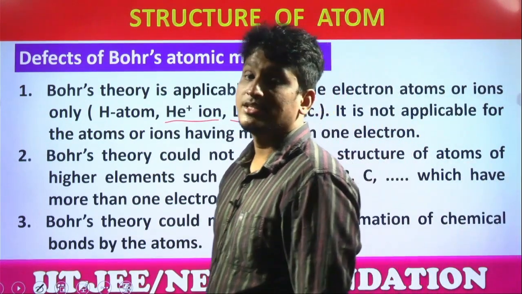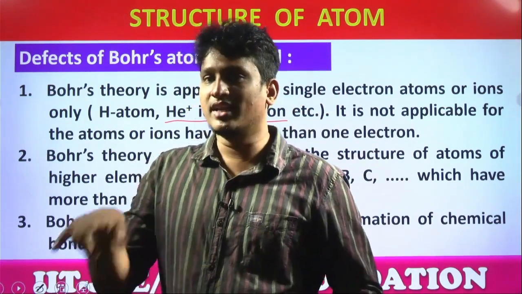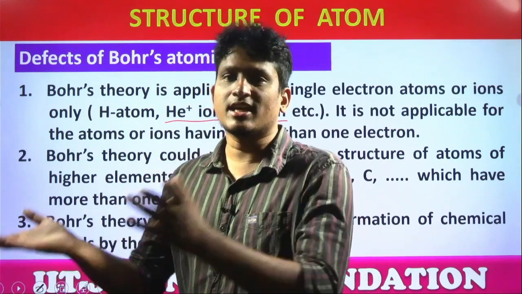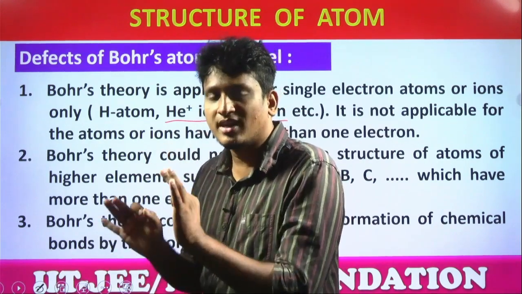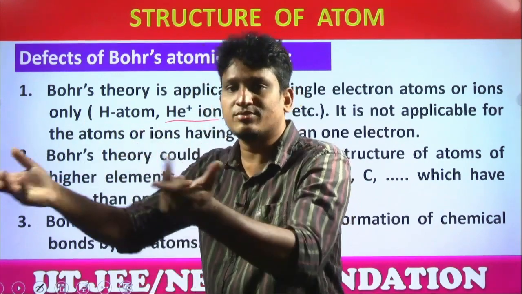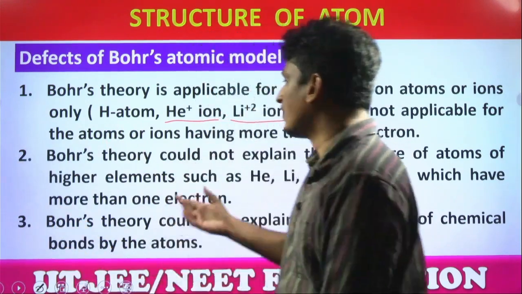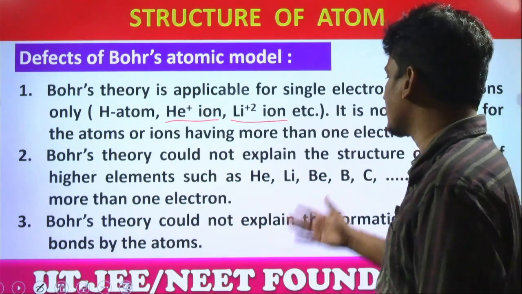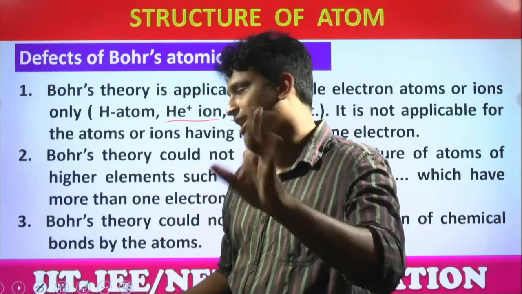Why? Because students, if more electrons are there, electrons are not only revolving in circular shapes, they are revolving in different shapes, which is not explained. Why? Because he conducted the experiment on the hydrogen atom. Understood? That's why this model is applicable only for hydrogen or hydrogen-like species. What is the meaning of hydrogen-like? The particles which contain 1 electron, right? Bohr's theory could not explain the structure of atoms of higher elements such as helium, lithium, beryllium. So for higher elements, he didn't explain. Only for hydrogen, he explained.